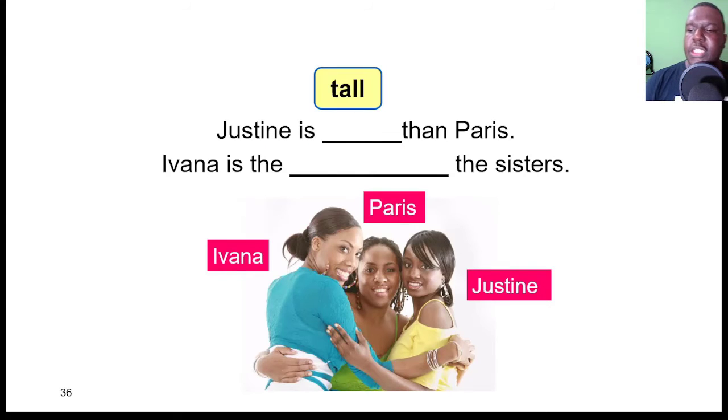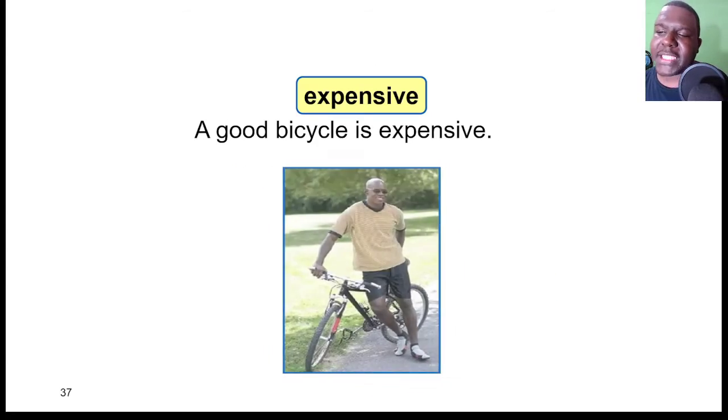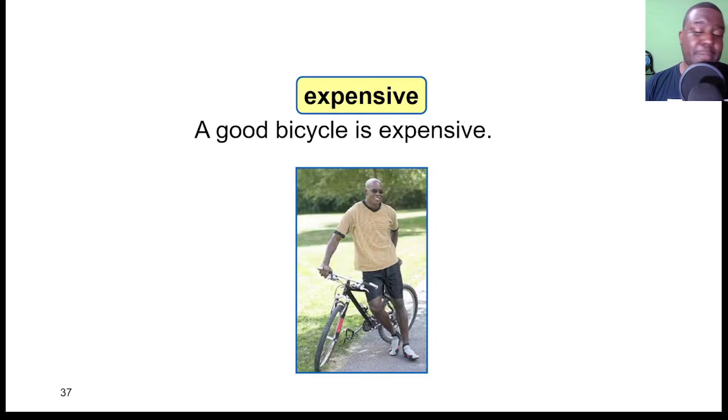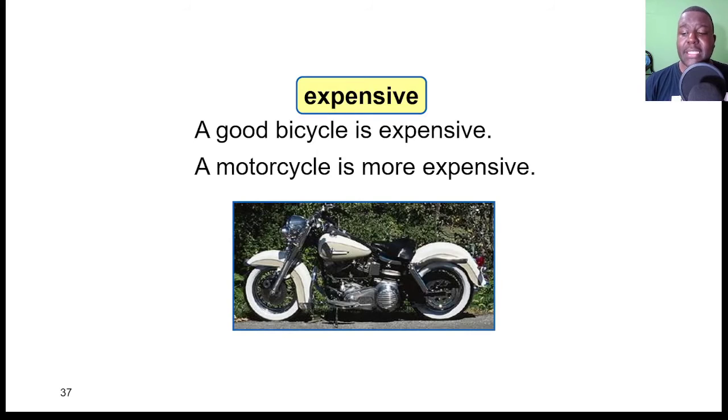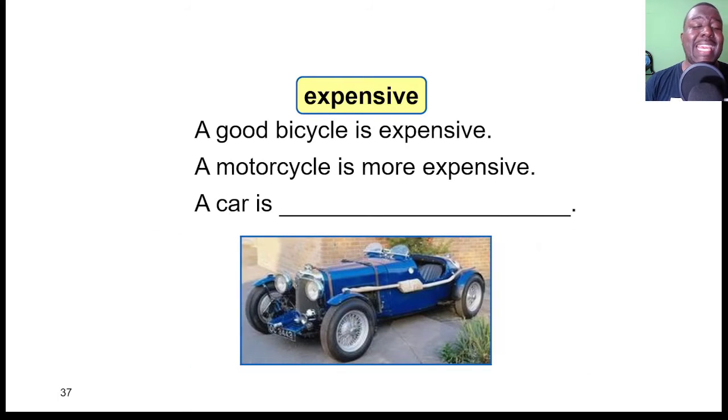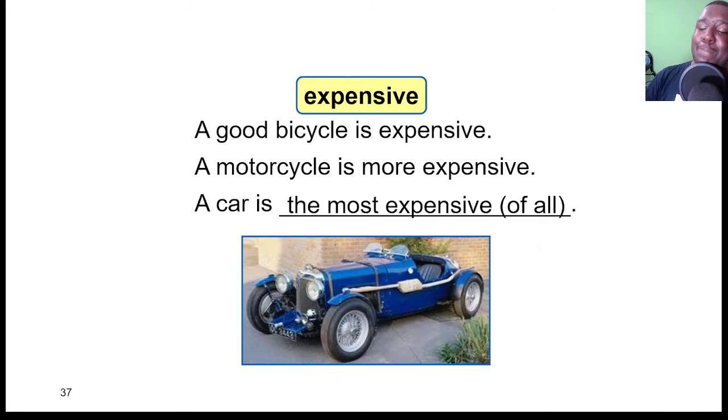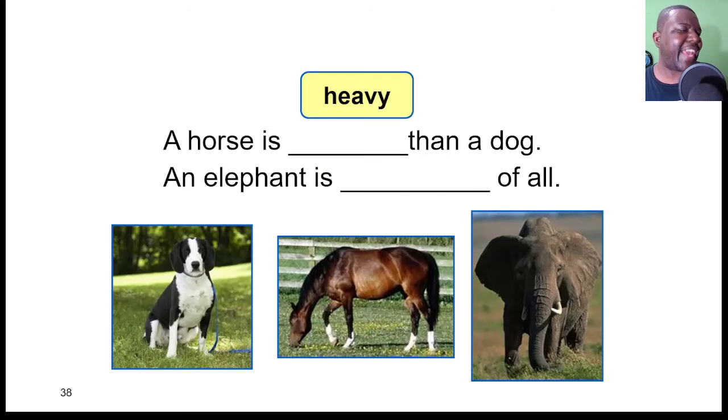Tall. Justin is than Paris. That is comparative. Two people, okay? Taller. Ivana is the, we have more than two people, so that is superlative. The tallest of all. Expensive. A good bicycle is expensive. A motorcycle is more expensive than a bicycle. But a car is the most expensive of all. It is superlative.